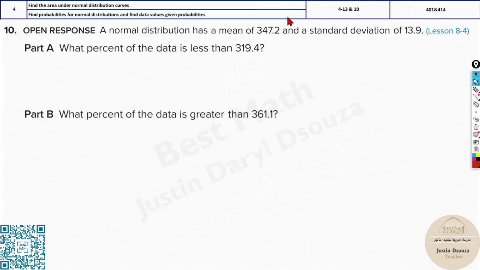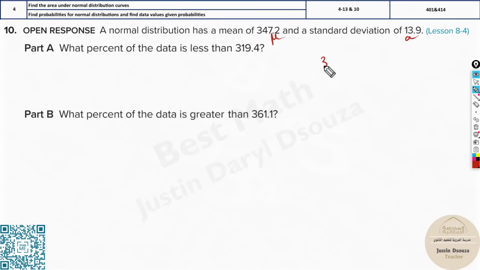And the last problem we have is an open response question. A normal distribution has a mean of 347.2 and a standard deviation of 13.9. It's just like what we had done a while ago. Mean is given as mu, standard deviation as sigma. What percent of data is less than this? Now, how can you find this?